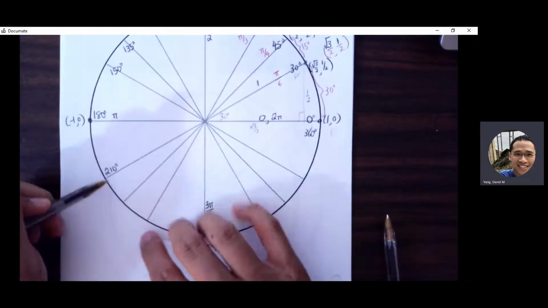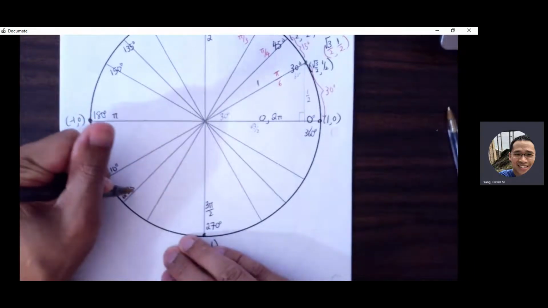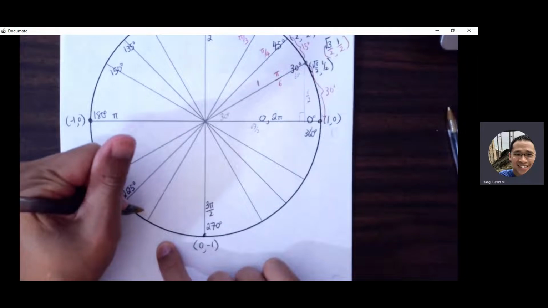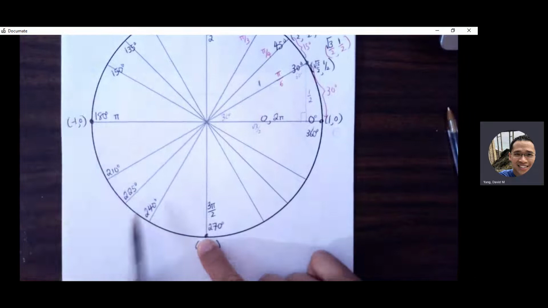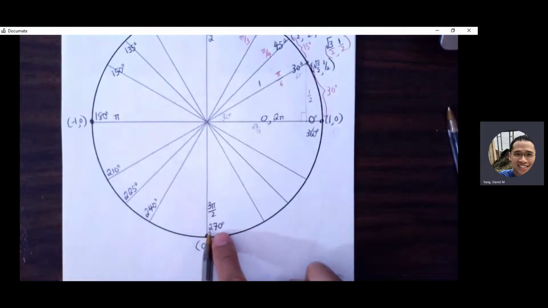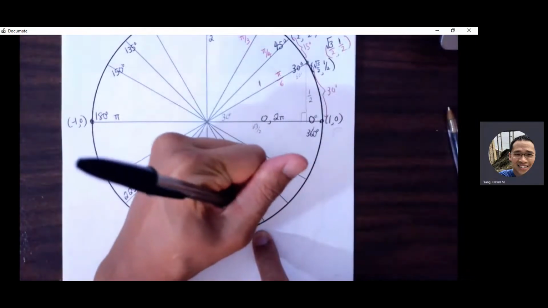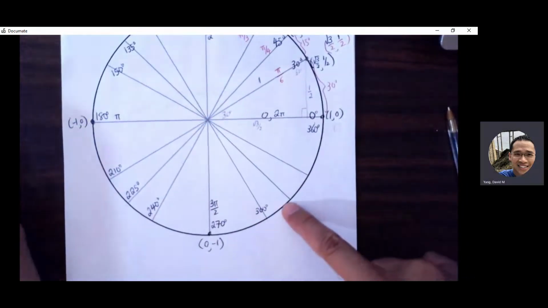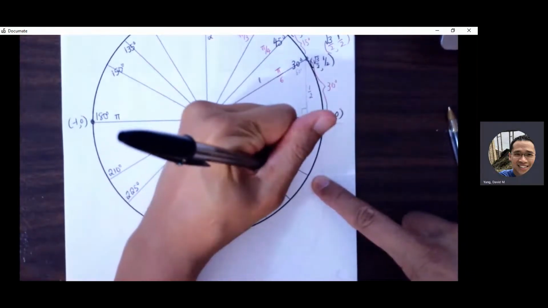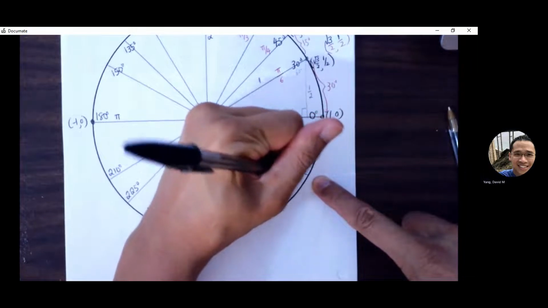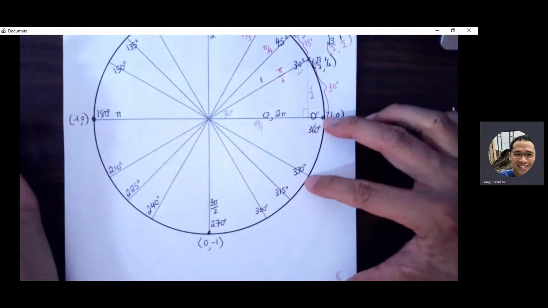Okay, so we're back to small gaps here. 210 plus 15 is 225. Plus another 15 is 240 degrees. Big gap. 240 plus 30 is 270. We already have that, so we keep going. Another big gap. 270 plus 30, 300 degrees. Small gap, 15 degrees. Small gap, 15 degrees. 315 plus 15 is 330, and then big gap, 330 plus 30 is 360.